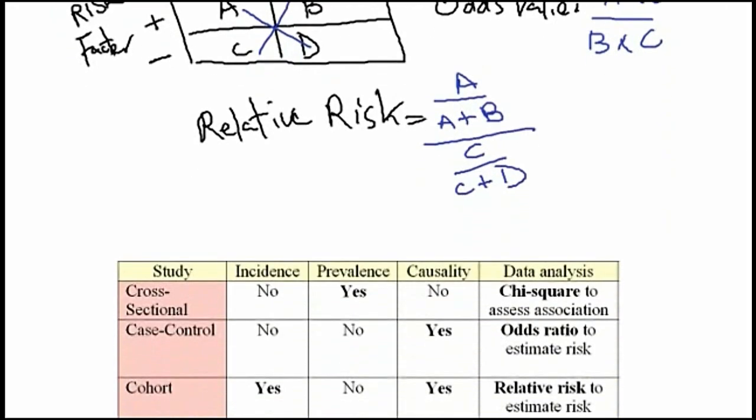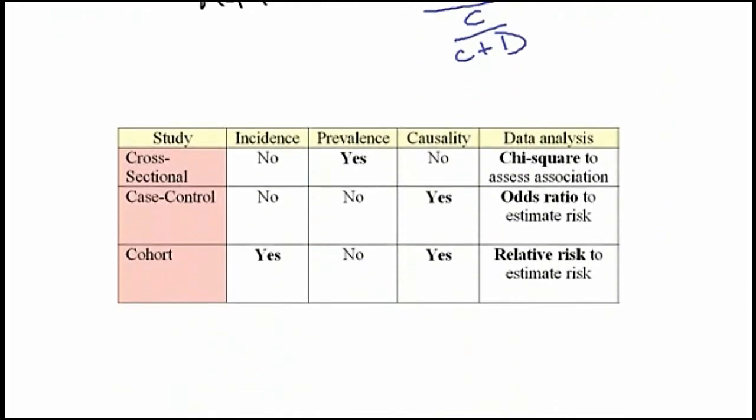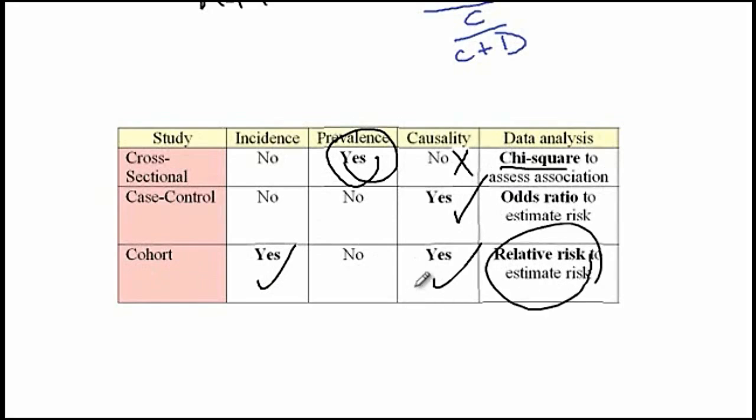Now let's summarize what I just explained. Cross-sectional study will help you establish the prevalence of a disease, but it doesn't tell you causality, it just tells you association. For that we use the chi-square test. For case control study, on the other hand, we use the odds ratio, and it does help you establish causality. And for cohort, we establish incidence and causality, and it's evaluated with the relative risk.